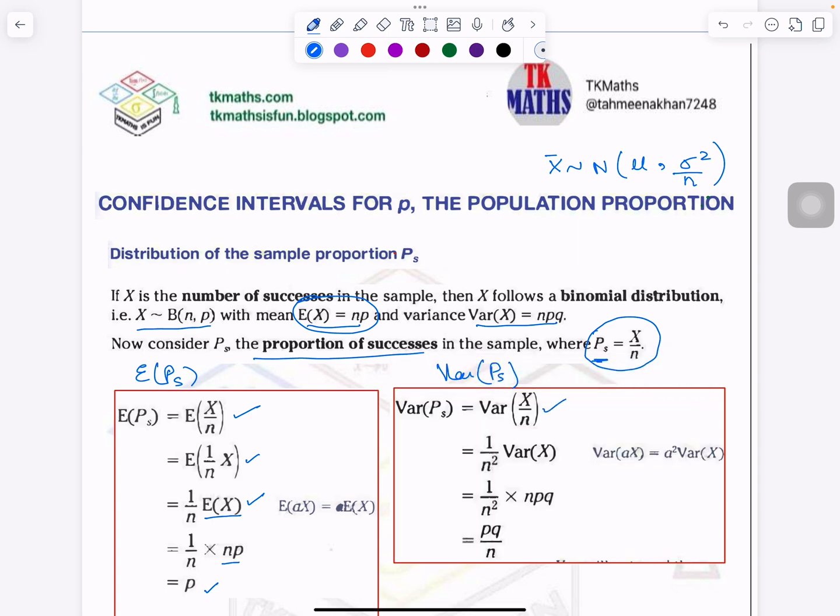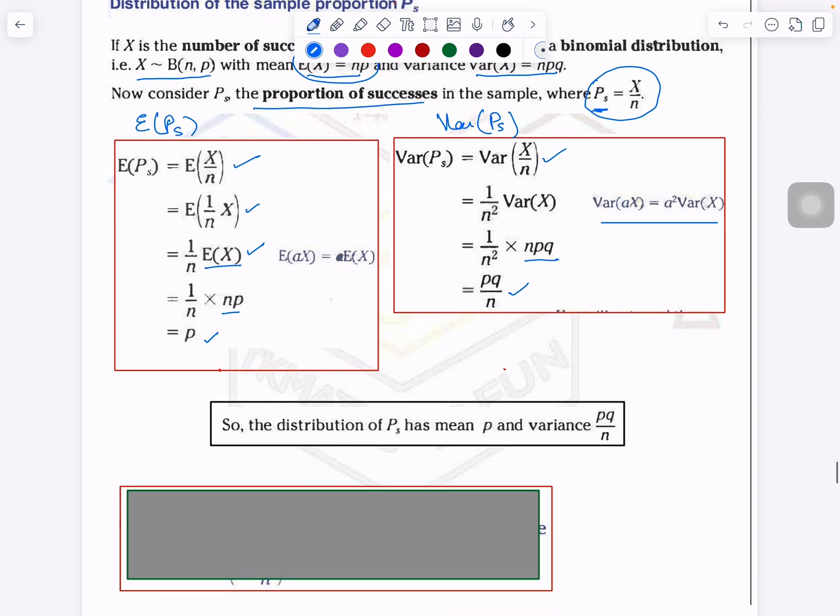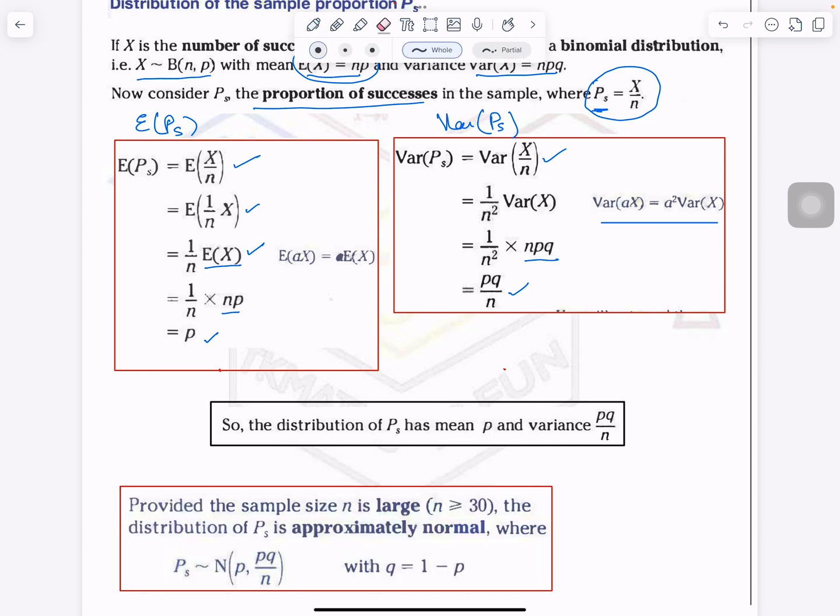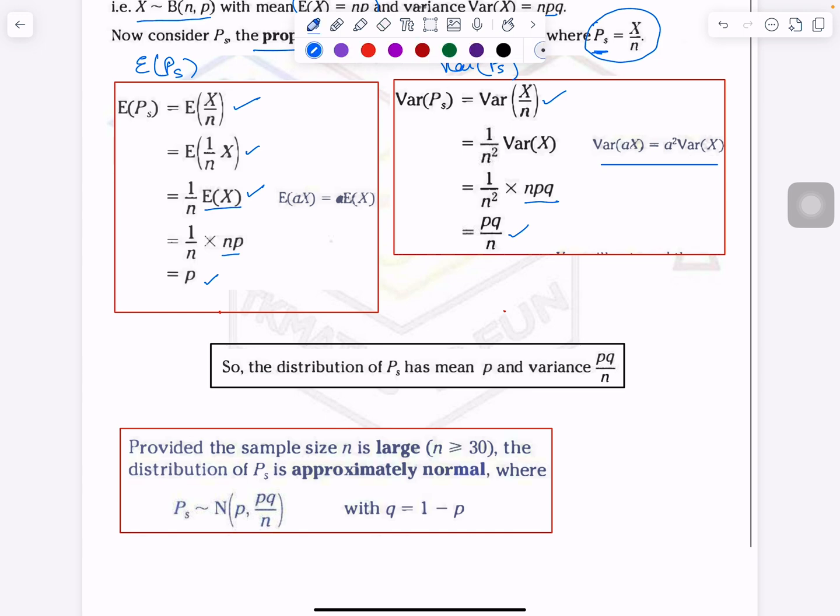So now exactly the same thing. 1 over n is the coefficient. Because of the linear combination, it will become a square. We know that rule. And variance is npq. So after cancelling out, this is what you will get, right? So the distribution will have mean p and variance pq over n. So how will you write it now? This is the way you will write your distribution. And again, the sample size n should be large enough, that is 30 or greater than or equal to 30. So this is our previous knowledge, we know that thing.